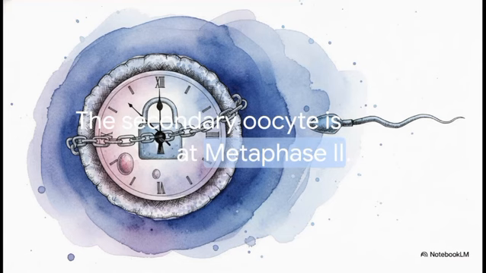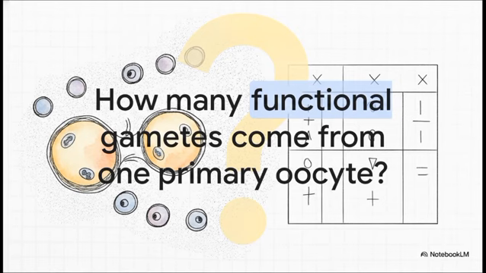Did you get it? It's metaphase 2. Remember, the primary oocyte is the one arrested in prophase 1 during childhood, but the secondary oocyte, the one that actually gets released, is stuck in metaphase 2, and that arrest is only broken by the physical entry of a sperm cell. Awesome, let's hit our second high-yield question.